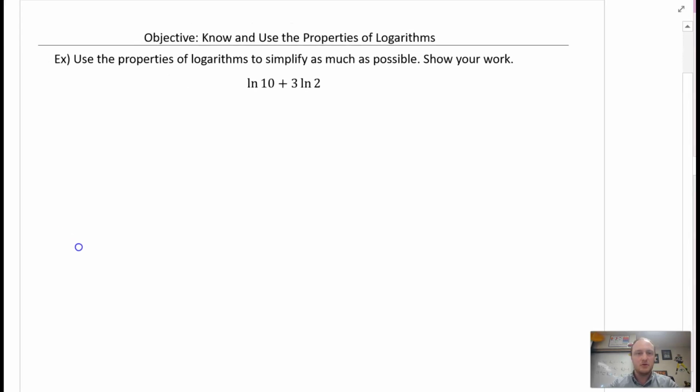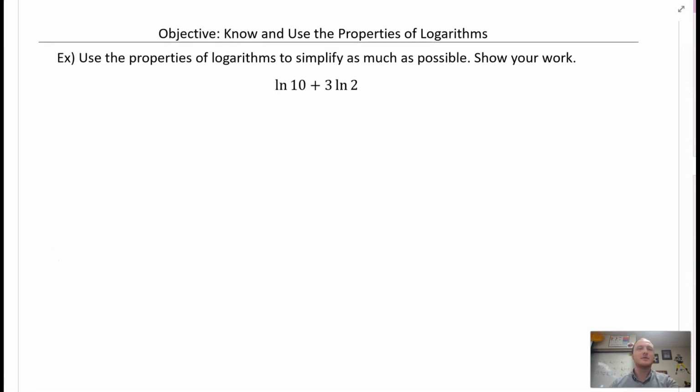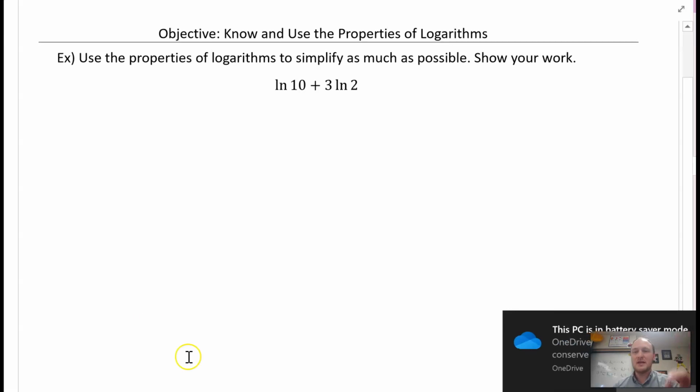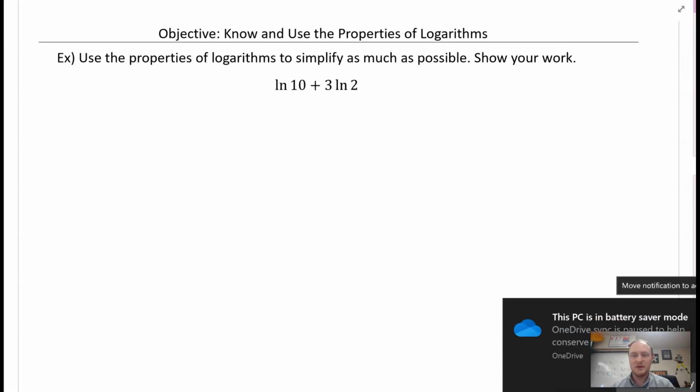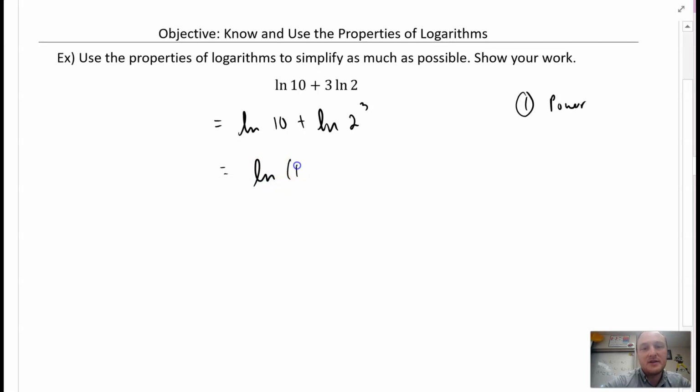Next example. Ooh, ln. I had a professor in college called Lin. ln of 10 plus 3 ln of 2. Oh, it's telling me I gotta hurry. My computer's gonna die. Okay, so we're gonna first use our power property, right? So step 1, power property. Okay, so I have the natural log of 10 plus the natural log of 2 cubed, which I can simplify to be the natural log of 8.